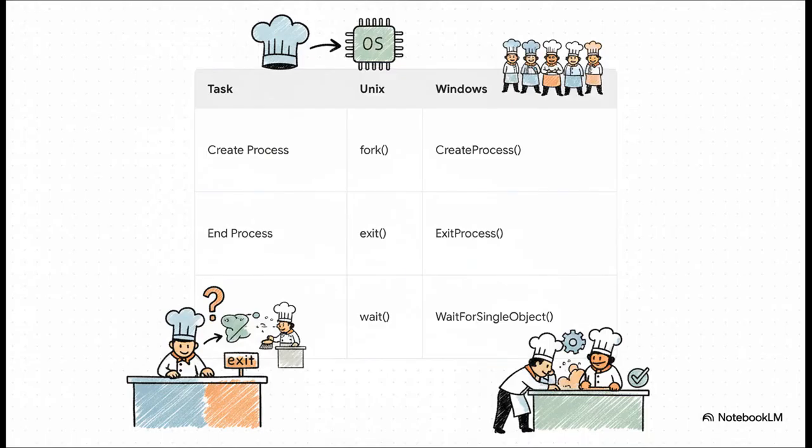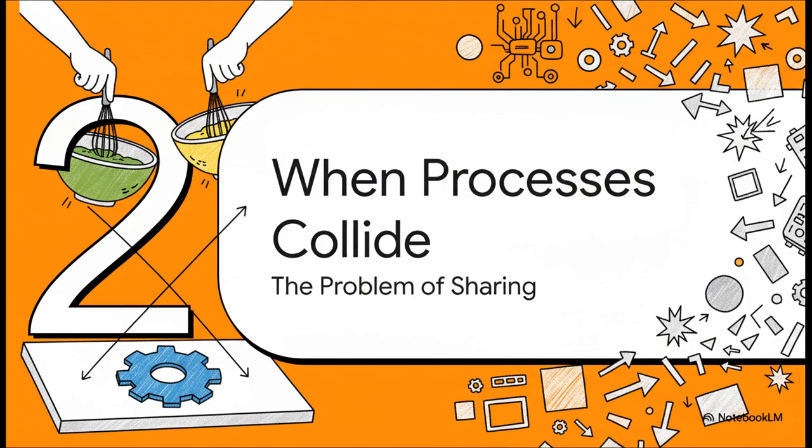So how does the OS, the head chef in our kitchen, manage all these other chefs? It uses a set of core commands called system calls. Now, if you're a BTech student, you've probably seen these names pop up. A command like fork is basically like telling a chef to clone themselves to get a job done faster. Exit is how a chef cleans up their station and clocks out for the day. And wait is like one chef pausing to let another finish using, say, the only mixer before they can carry on.